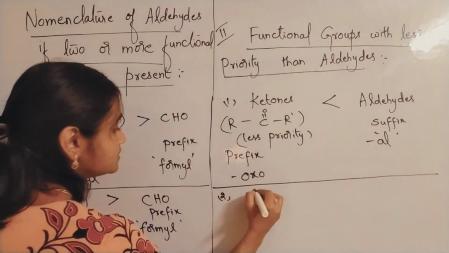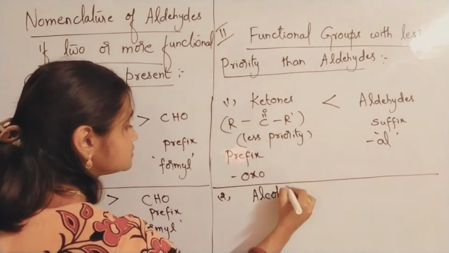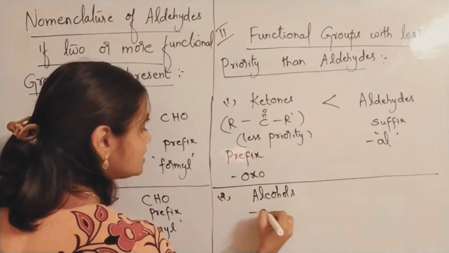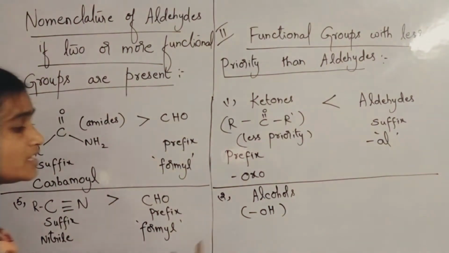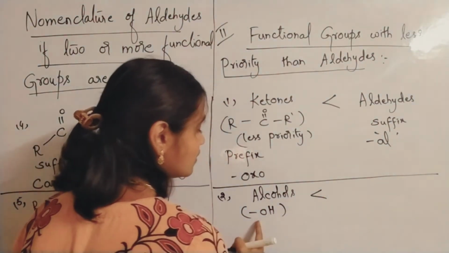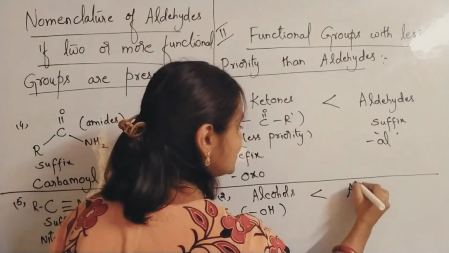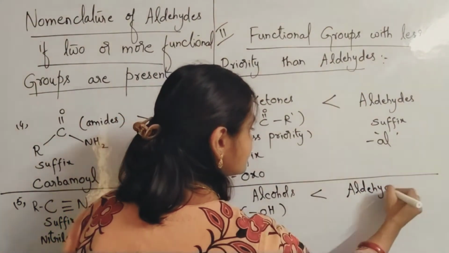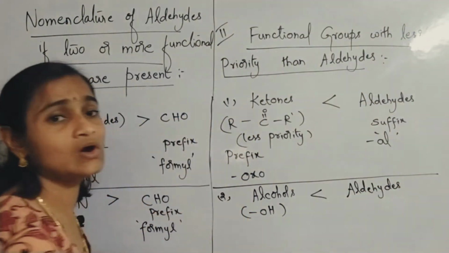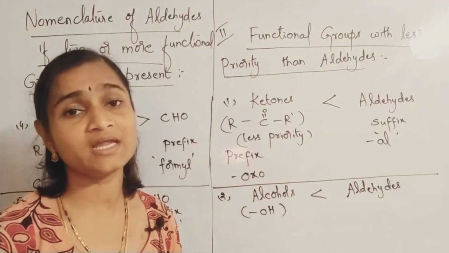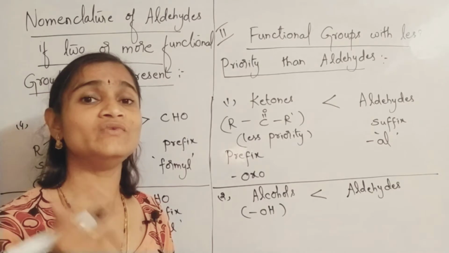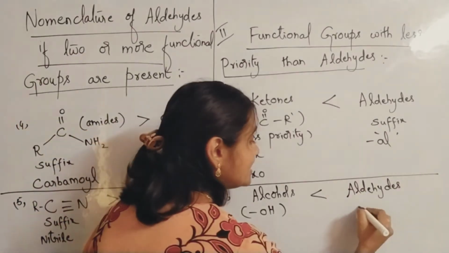Next comes alcohols. Alcohols, what is the functional group? Did you remember? OH. Yes, ROH. OH is the functional group for alcohols. Alcohols are having less priority than aldehydes. So if any compound has aldehydes and alcohols both present together, you will be giving suffix for aldehydes.